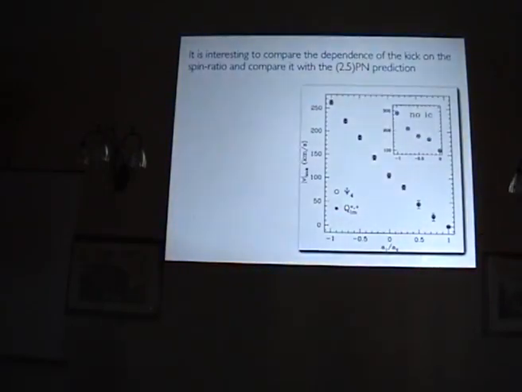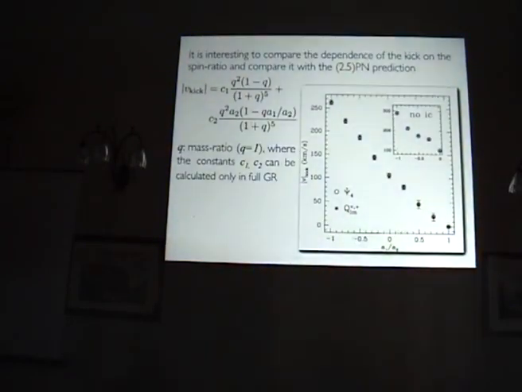Okay, so this is the spin ratio, and this is the final velocity. And this instance just shows that if you don't do things properly, you don't see an important behavior. So at this point we can say, well, let's just compare with what we know from post-Newtonian theory. Post-Newtonian theory essentially gives you this formula here.